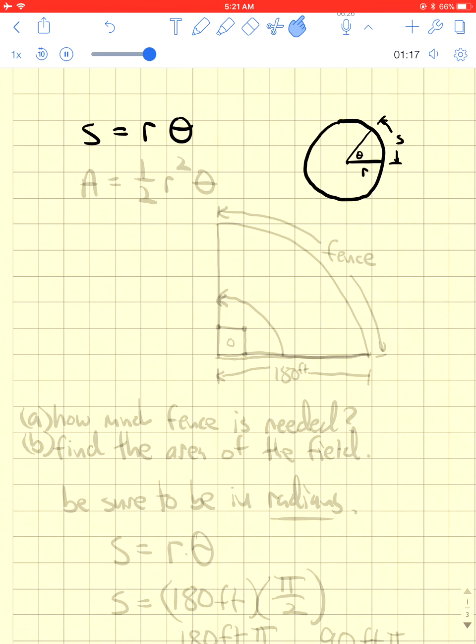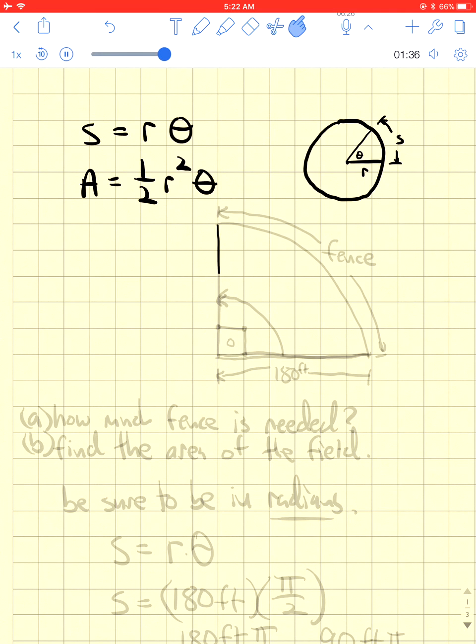Related to that is a second equation. The area is equal to 1/2 r squared theta. You just need to know how to use these. You don't have to memorize them, and we'll go over a quick example right now.